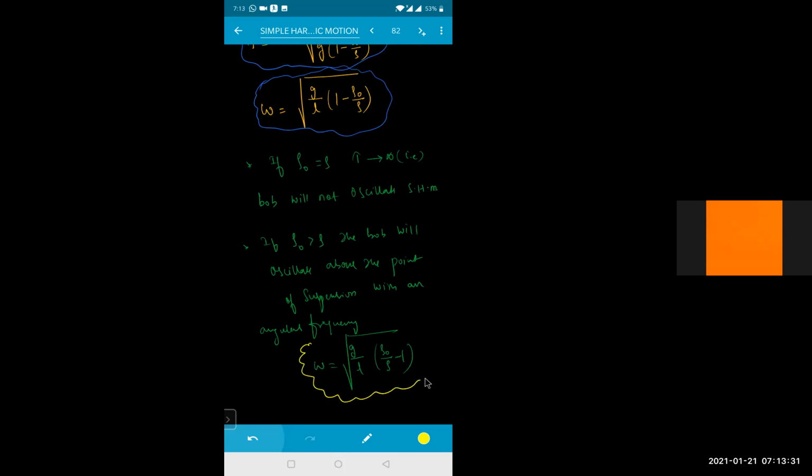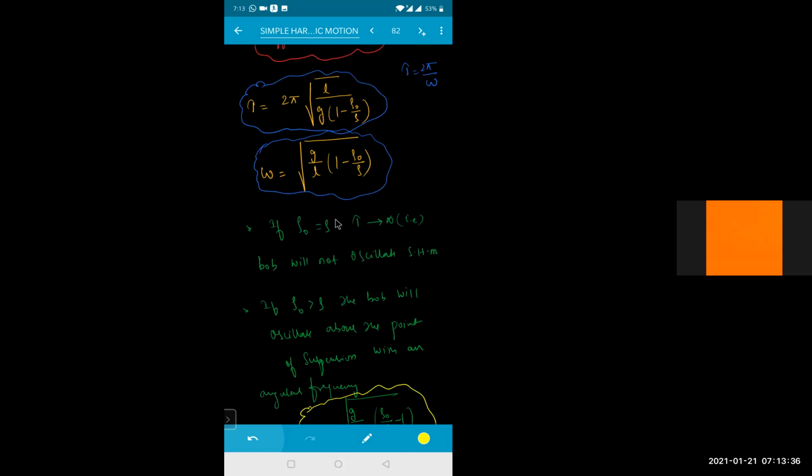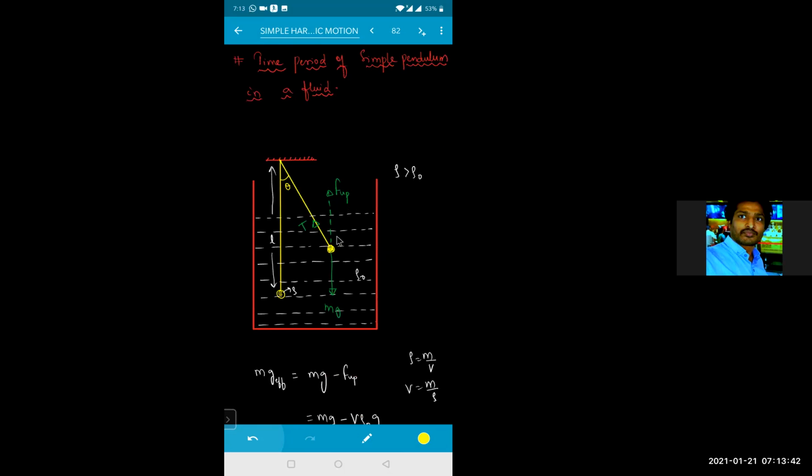Sir, if rho naught is greater, the buoyancy force would be higher, right? Yes, that is the reason it oscillates. There is more buoyancy force, so it moves away from the fluid and oscillates above this point of suspension. It will come above the level of the water and try to oscillate about this point. So it will try to oscillate from this position to this position like this.